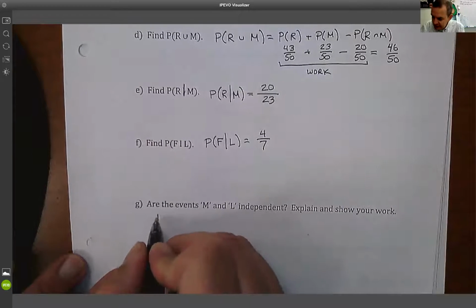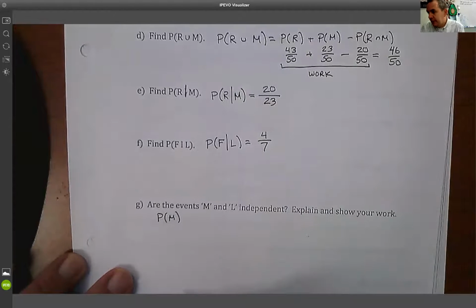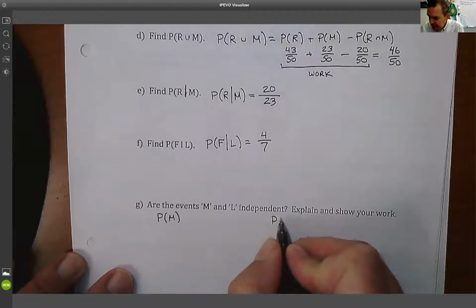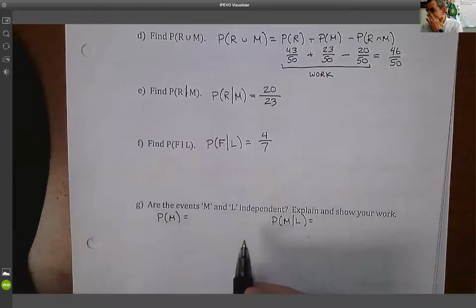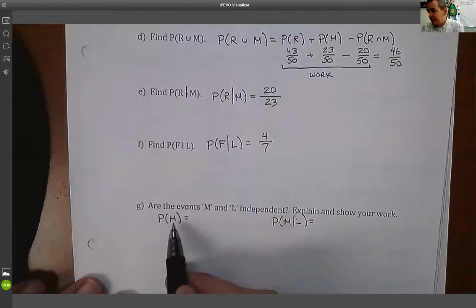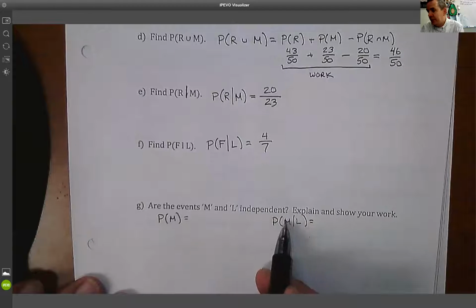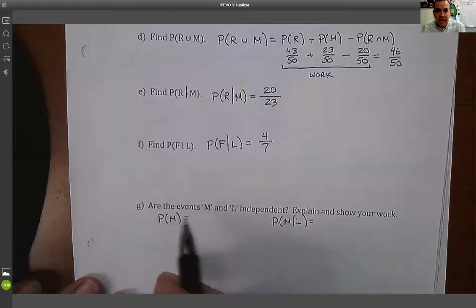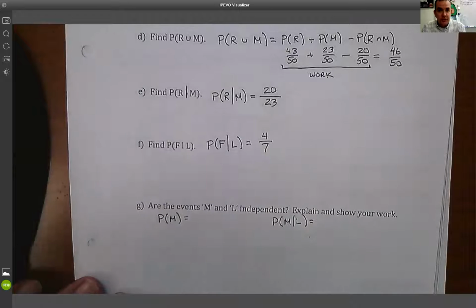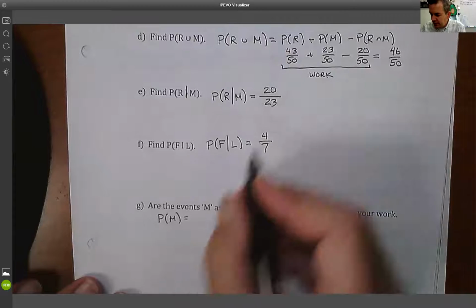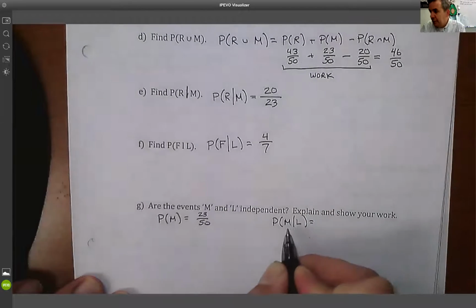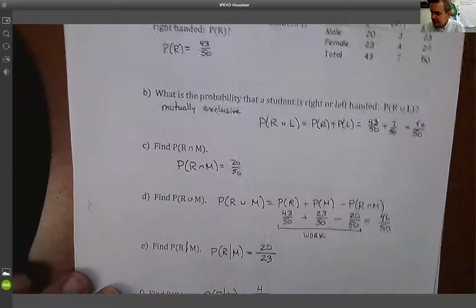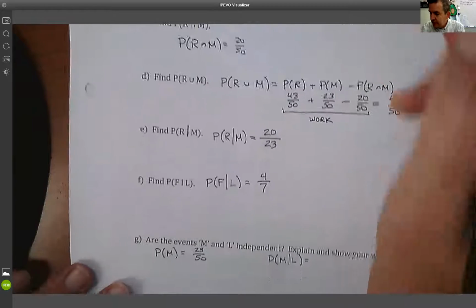The way you check that is you figure out what is the probability of male, and you figure out what is the probability of male given you're left-handed. Because the idea of independence is, if they are in fact independent, these two probabilities should be the same, which basically means adding a condition to the probability doesn't change it. It doesn't matter whether I know you're left-handed or not, the probability remains the same. So we have our probability of being male up here is 23 out of 50. Your probability of being male given that you're left-handed is going to be 3 out of 7.